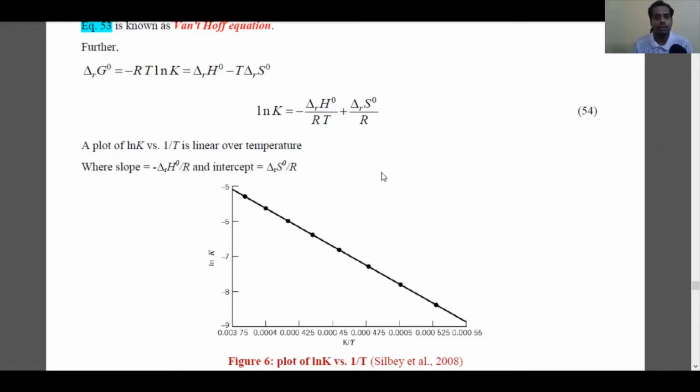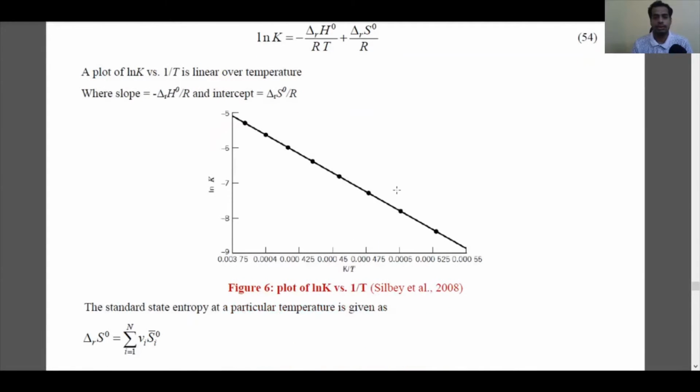So if I draw a graph between ln K and 1 by T, I'll get a straight line with negative slope. What will be my slope? My slope will be minus reaction enthalpy at standard state over R. And what will be my intercept? My intercept will be reaction entropy at standard state over R. So this is a relation of what? Equilibrium constant, reaction enthalpy at standard state, and reaction entropy at standard state. And we represented those relations in the form of a graphical expression as well.